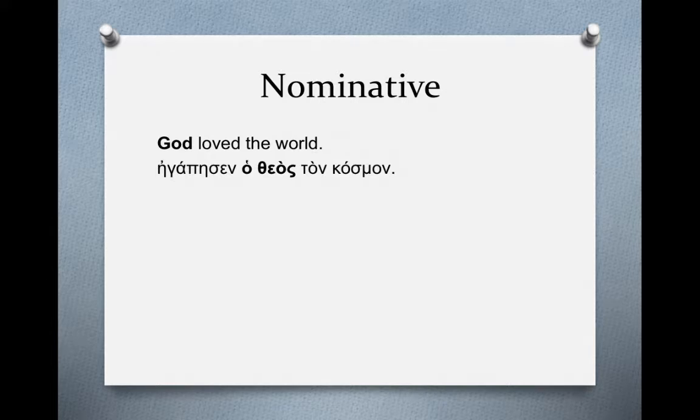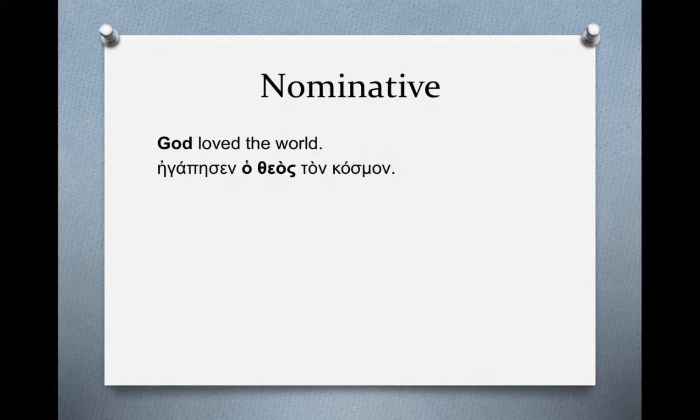And it is. It's just God, and it's going to be the subject of the sentence, even though in Greek the verb comes first. In our English translation, we always put the subject first. God loved, and then we've got ton kosmon, the world. And we know the case of kosmon by looking again at the ending. That's the accusative singular ending.